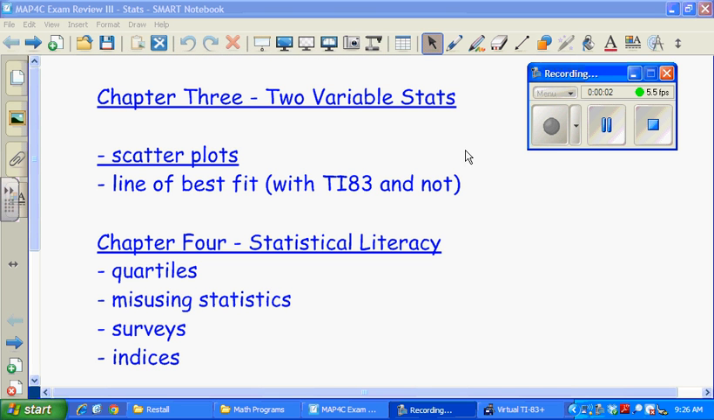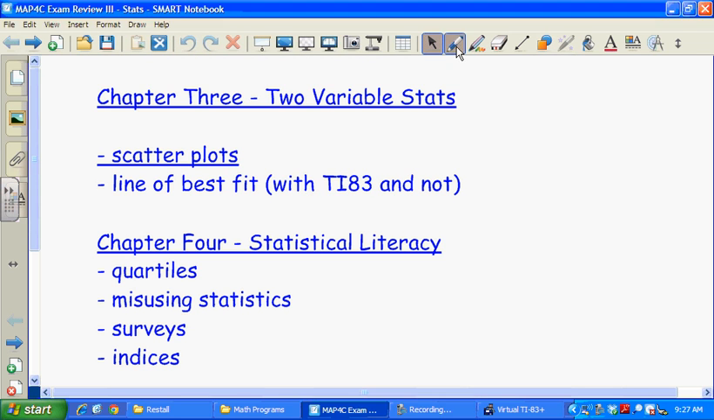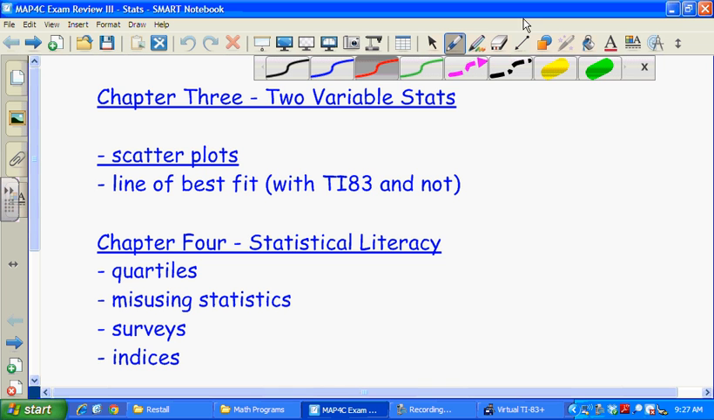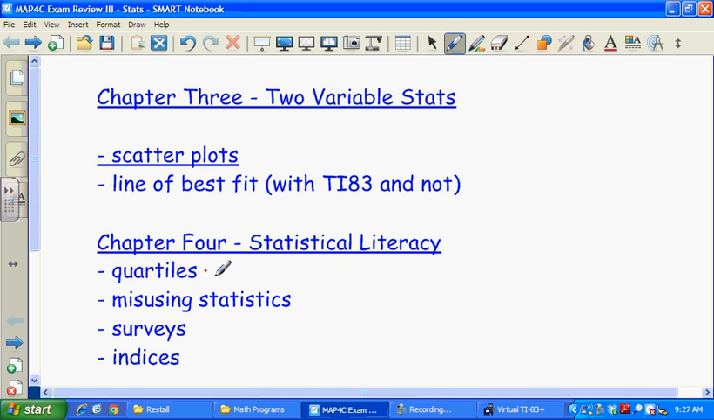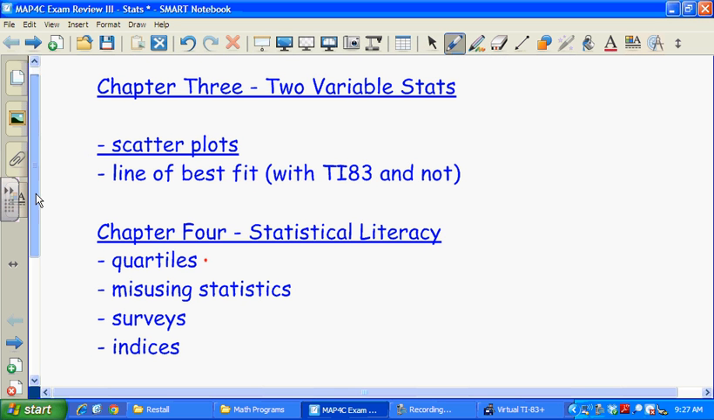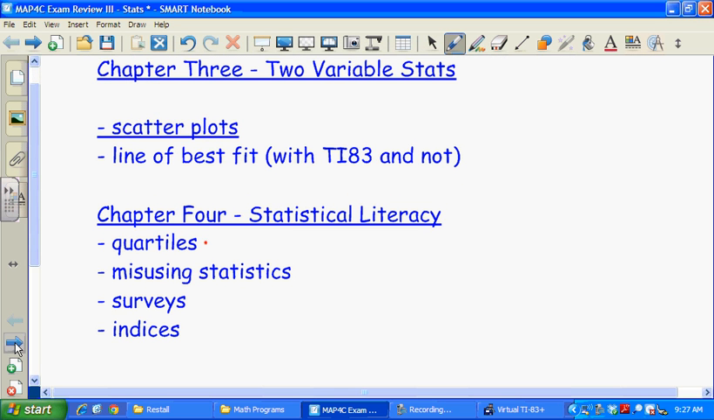Okay, MAPers, the third video here is on statistics, chapters 3 and 4. Chapter 3 was mostly on scatter plots and lines of best fit. We used the TI-83 and not, both. And then chapter 4 was all that stuff on statistical literacy, lots of definitions and that sort of thing, but there were also a few calculations, and we'll see some of those in the examples. So let's get at it.